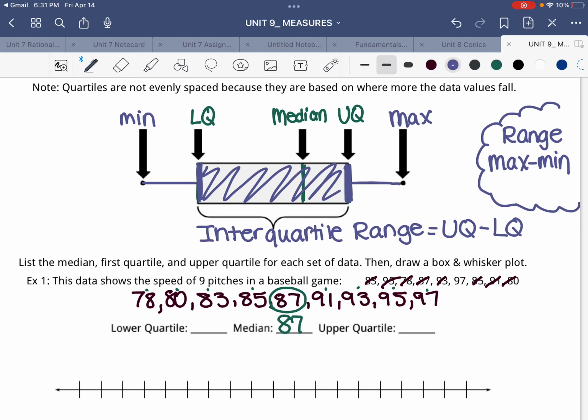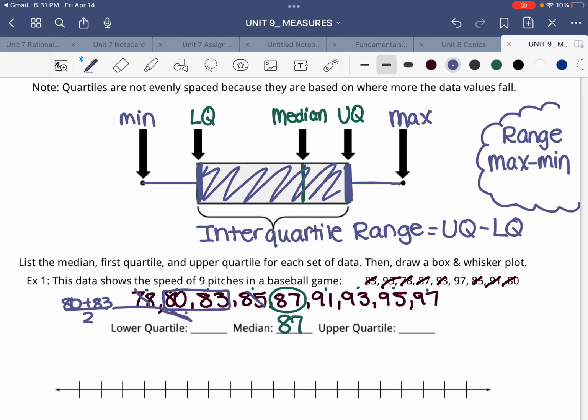Then it's super easy. What you do is you cross one off on each side. On the left side, you get 80 and 83 left in the middle. Remember that if you get two numbers, you either need to find the middle number or add them together and divide by 2.